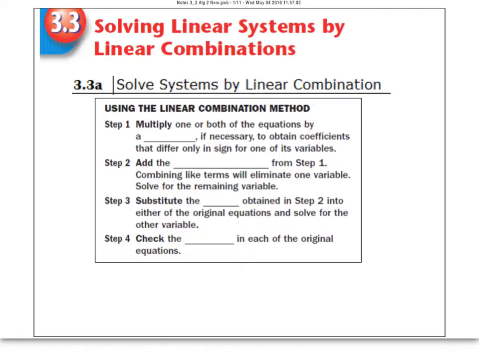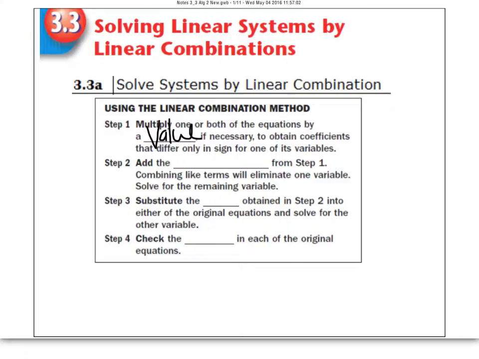In 3.3a, I'm going to show you how to solve linear systems by the third method called linear combination. And here's the steps if you want to jot these down. The first step says you're going to multiply one or both equations by a value so you're trying to get it to be like 3x and negative 3x, for example.